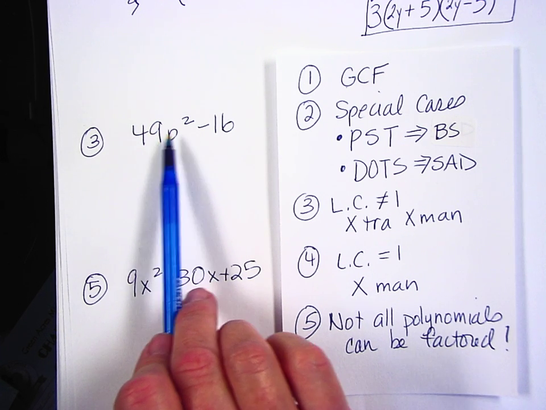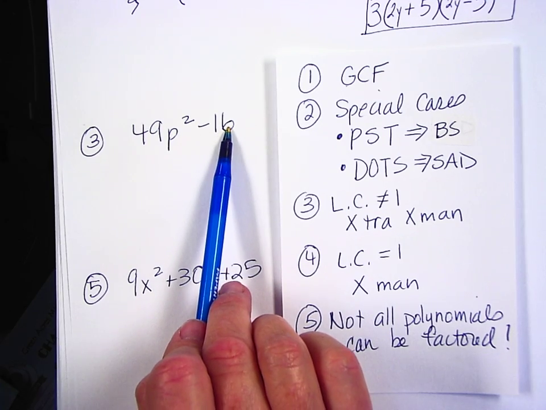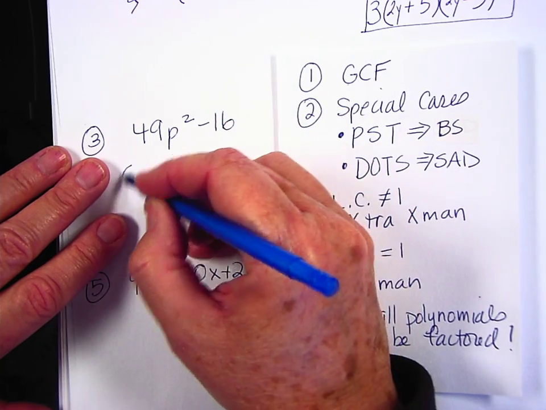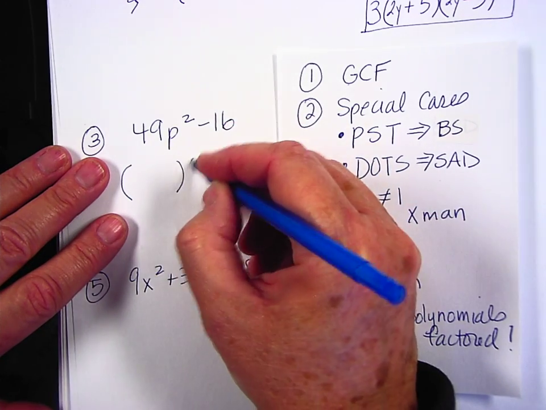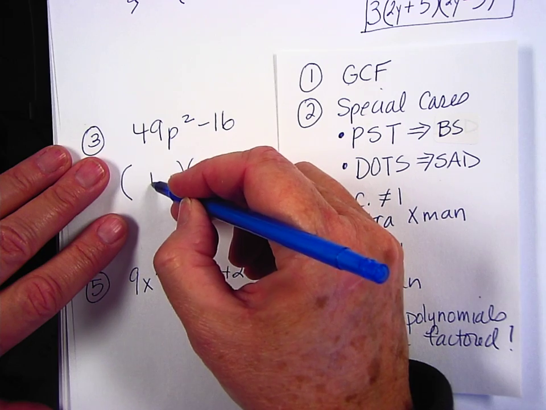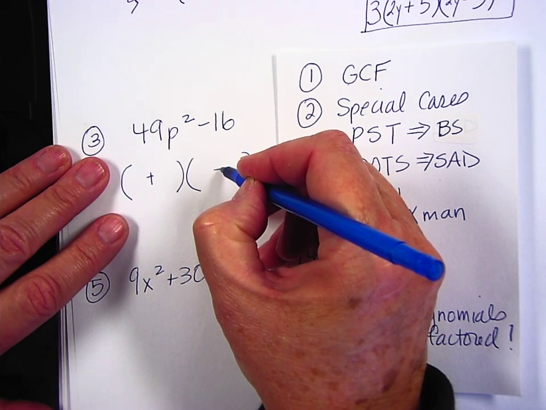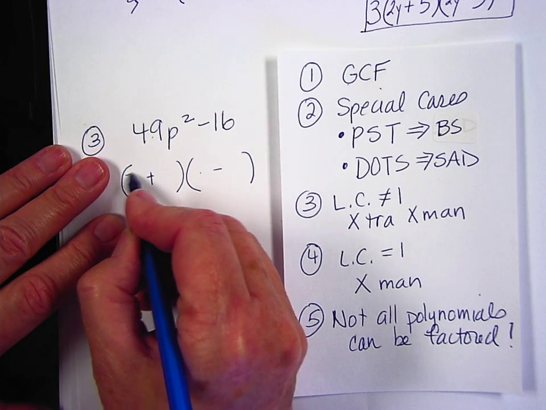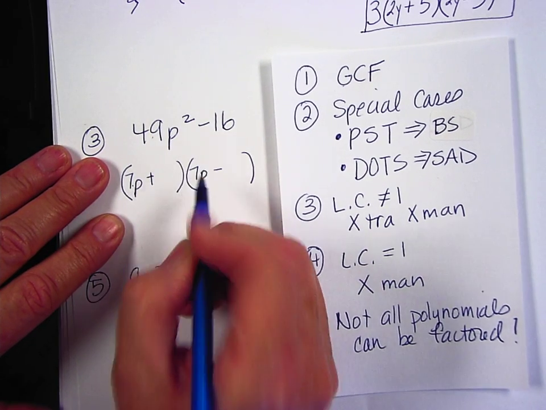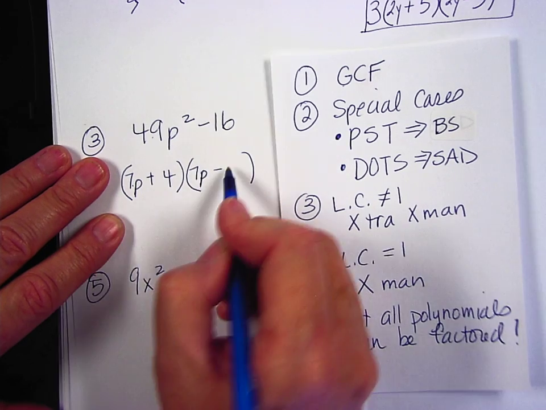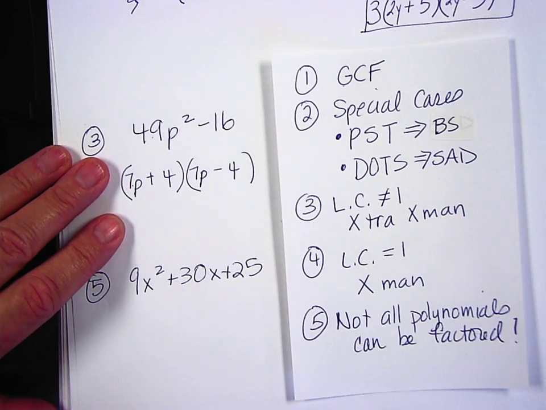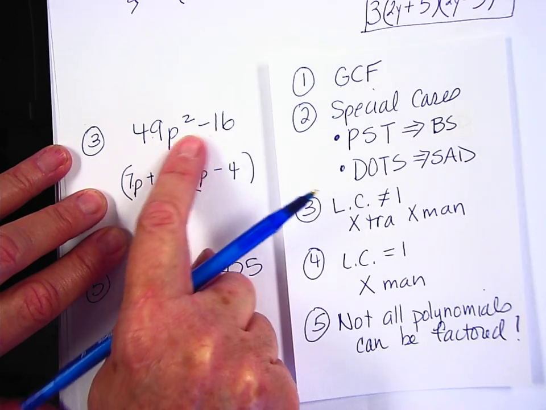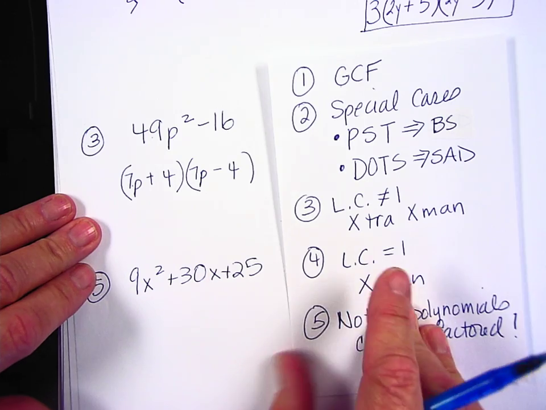It's 7p. And 16 has a square root of 4. So this, I know, is the difference of two squares. The way we factor that is SAD, and SAD stands for sum and difference. The first terms are the square root of this, which is 7p here and here, and the square root of 16 is 4. That goes here and here. We're done. And if you put these in a Punnett square and multiply them back together, you should get this, and that's a great way to check it.